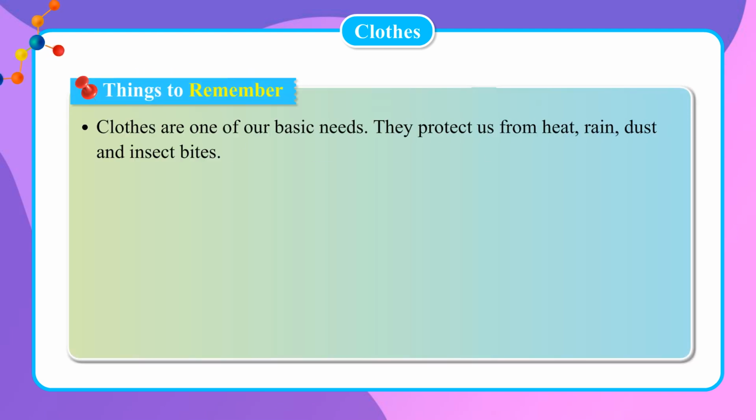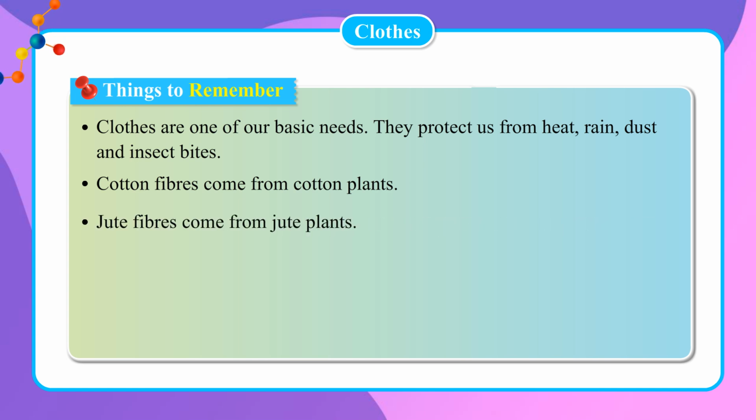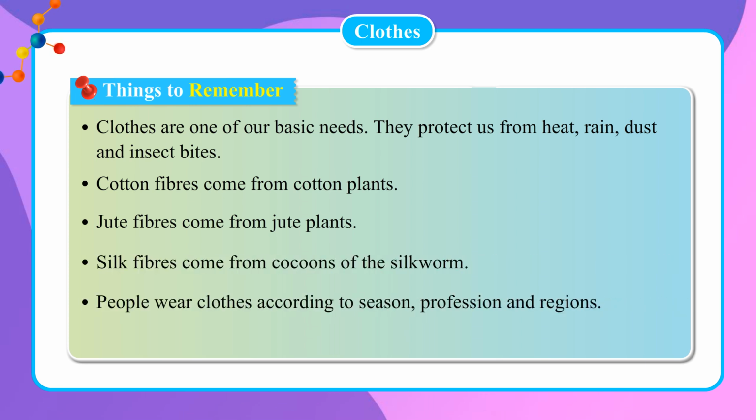Things to remember. Clothes are one of our basic needs. They protect us from heat, rain, dust and insect bites. Cotton fibers come from cotton plants. Jute fibers come from jute plants. Silk fibers come from cocoons of the silkworm. People wear clothes according to season, profession and regions. We should take good care of our clothes.